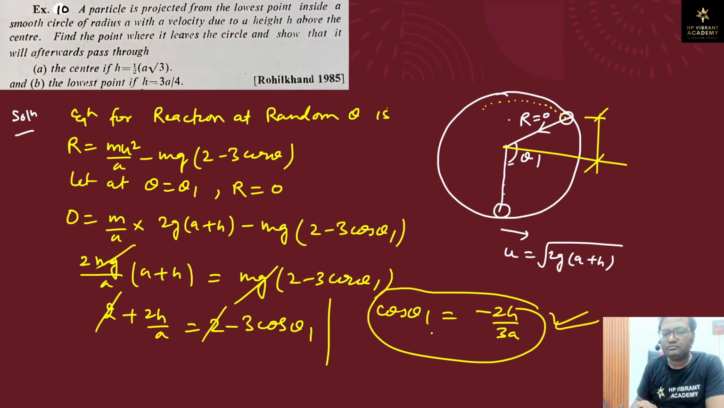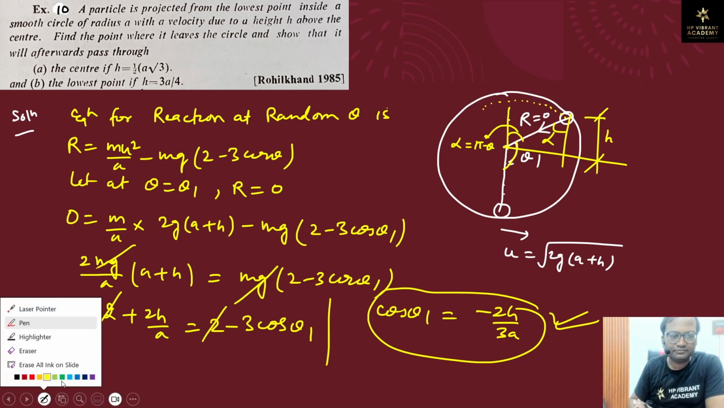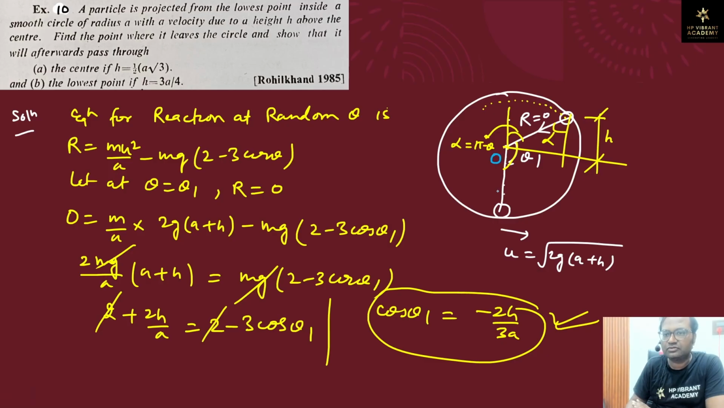So this is our angle. Cos theta 1 is equal to minus 2h upon 3a. This angle, let us consider as alpha. This angle is theta 1, so this angle will be pi minus theta 1. Similarly, this angle will also be alpha. We have to find this height, so let us consider this as small h. Let us name the points: this is O, this is A, this is B, and this is C.